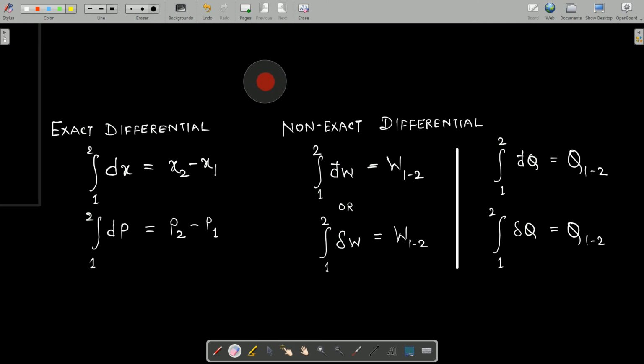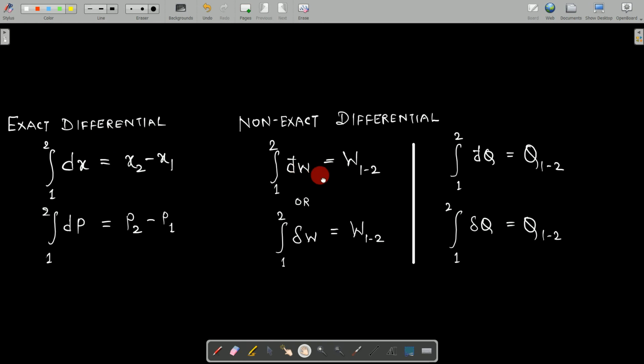From the thermodynamics point of view, or from engineering analysis, what is important is, say, if you are integrating dx from 1 to 2, we know that the integration of dx is x. Now if you put the limits, it will be x2 minus x1. If you integrate dp, it will give you P2 minus P1. So since we can integrate dx with respect to x and then substitute the limits to get a difference, then we say that this differential is an exact differential.